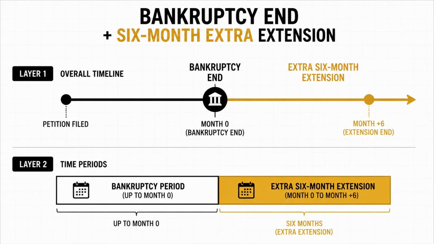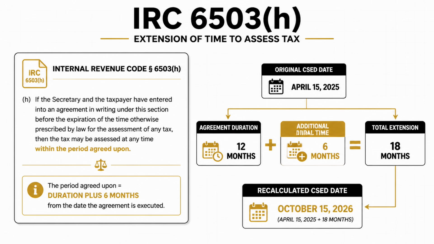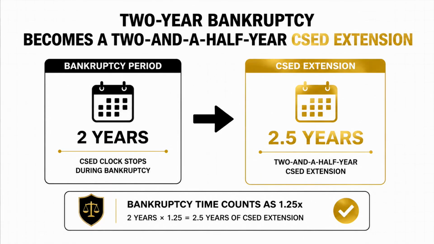Think about what that means for your account. The lien is already there from the moment of assessment. The levy is the follow-through. And the question is not whether the IRS will use these tools. It is when. The 10-year clock is not a straight line.